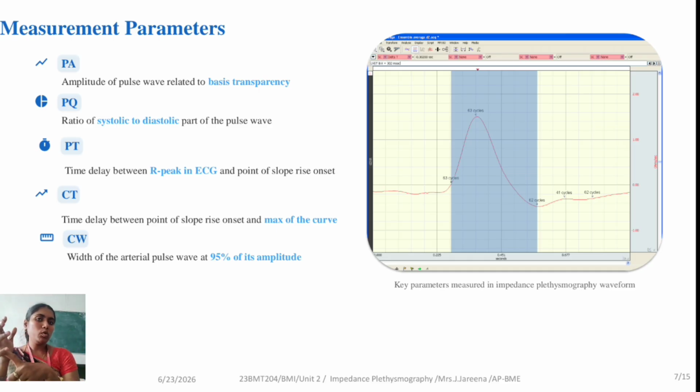PA is the amplitude of the pulse wave, and the ratio PQ is the ratio of the systolic and diastolic parts. PT is the R peak in the ECG waveform. CT is the time delay between the point of slope rise and onset and the maximum of the curve, and the last one is width. CW is the width. So this is how we can see the waveform on the display. By means of that we can easily identify how the volume is changing at each and every heartbeat.